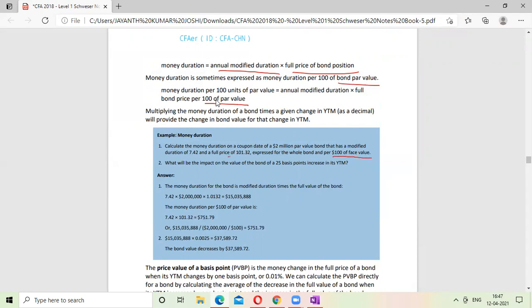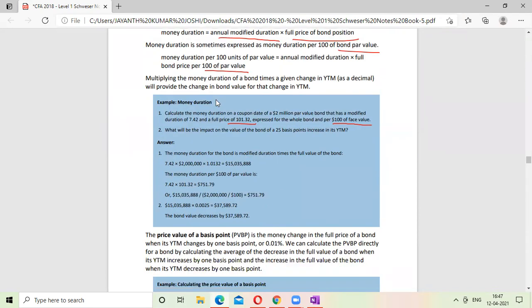Full value will be given in the question itself. Understand? The full value will be the face value along with the interest, the coupon, what you should get. Fine, that is nothing but the full value. Am I right?